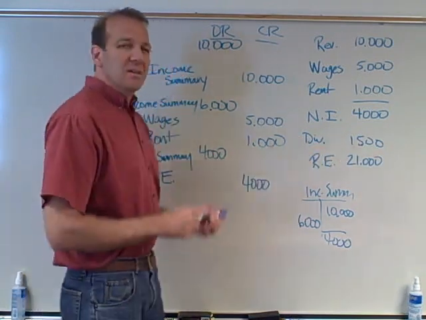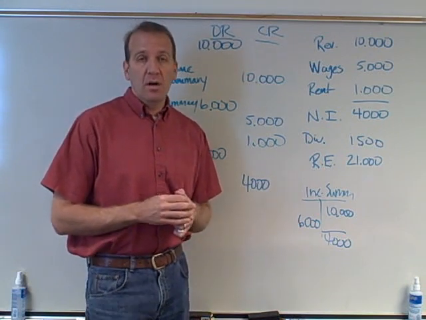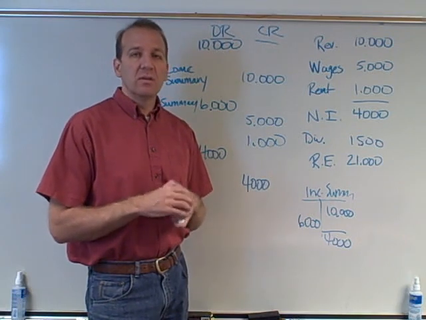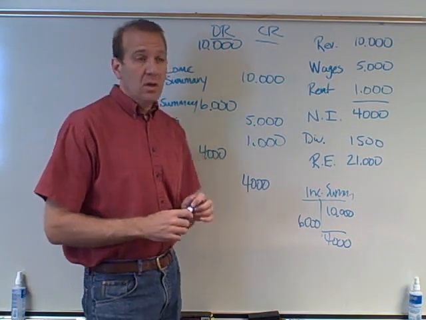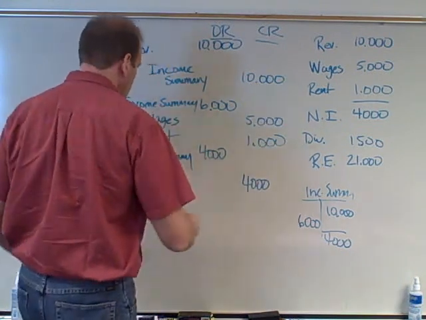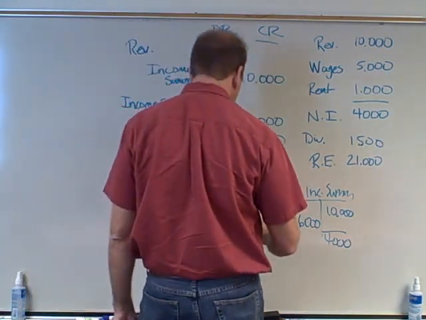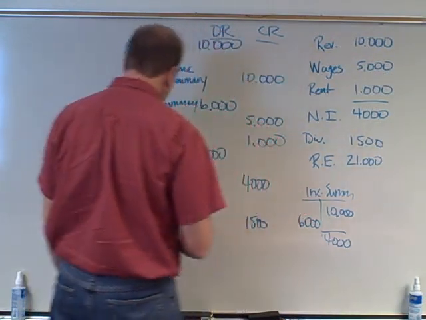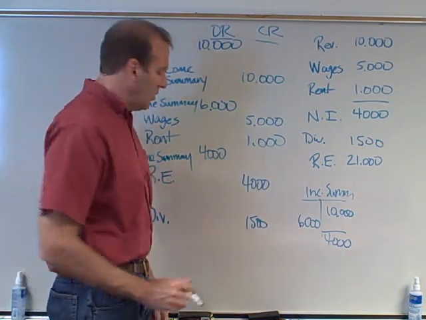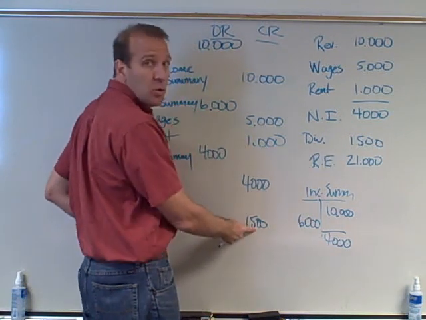So dividends, they're similar to an expense. They're not on the income statement. They're on the statement of retained earnings, but they're treated similarly to an expense because they reduce retained earnings. So it does have a debit balance, like expenses do, so we're going to have to credit dividends. So we credit the dividends, $1,500, and we debit retained earnings, because we're closing out the dividends. The dividends have a $1,500 debit balance, so we credit it.